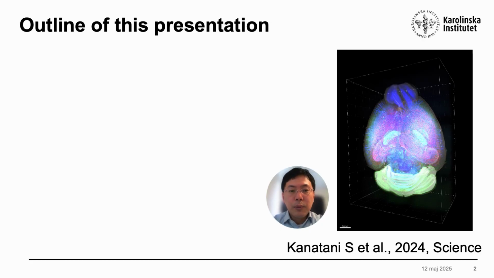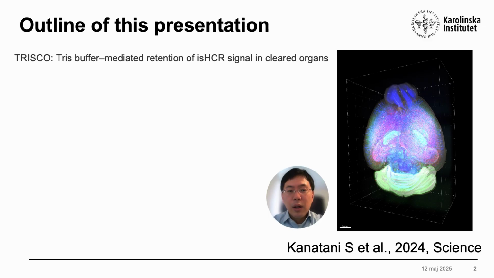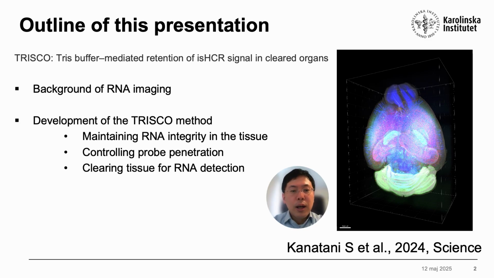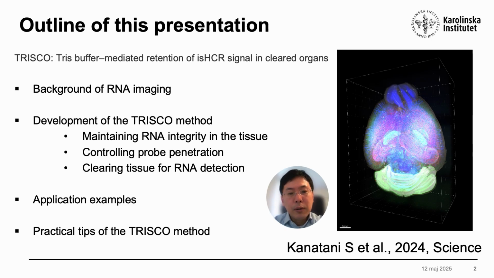Here is the outline of this presentation. I will introduce our RNA imaging method called TRISCO. First, I will explain the background of RNA imaging. Second, I will describe how we developed the TRISCO method, which consists of maintaining RNA integrity, controlling probe penetration, and clearing tissue for RNA detection. Third, I will show some application examples of the TRISCO method. Finally, I will share some practical tips for using the TRISCO method.